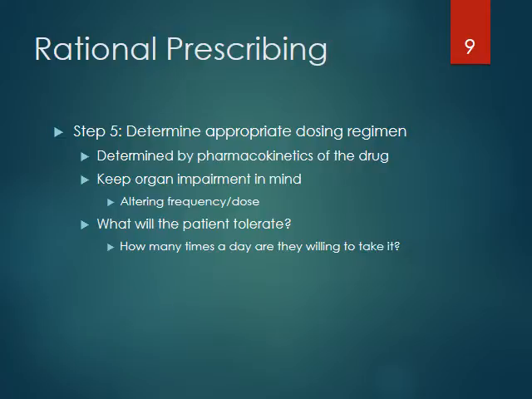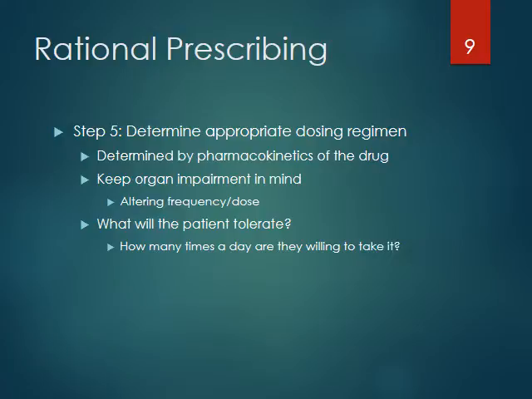Next step, you have your drugs picked out. Now you want to determine the appropriate dosing regimen for that patient. A lot of this is going to be determined by the pharmacokinetics of the drug itself. So keeping in mind things like organ impairment, if the patient has renal disease, that may lead you to change how often you may dose the medication or what type of dose you may use.